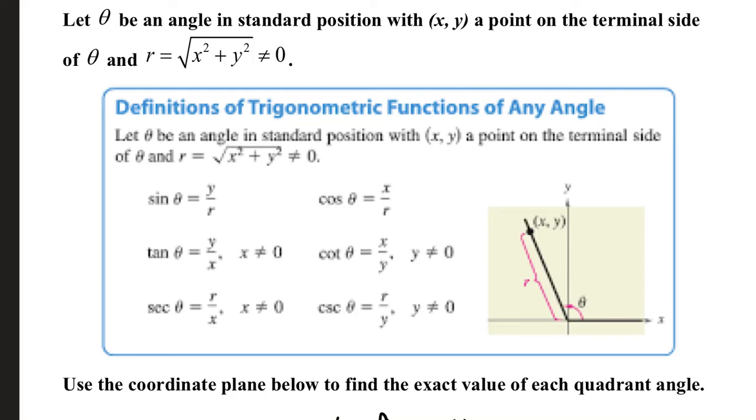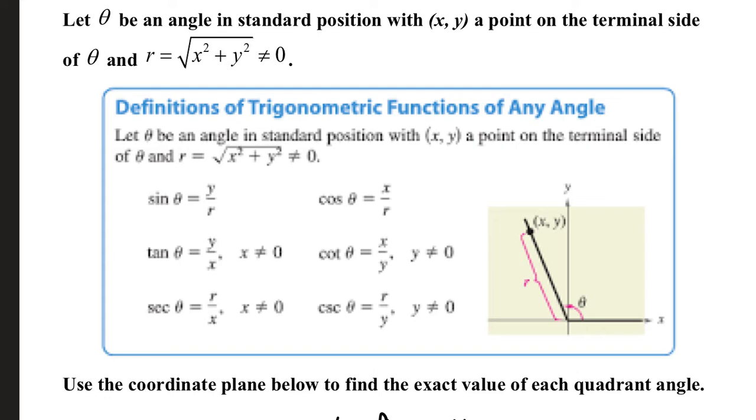Hello, let theta be an angle in standard position with x, y a point on the terminal side of the angle. And also let's let r be the distance that point is from the origin. Now, the next part of this, I want to discuss quadrant angles. Those are the ones where your angle falls either on the x-axis or the y-axis directly.